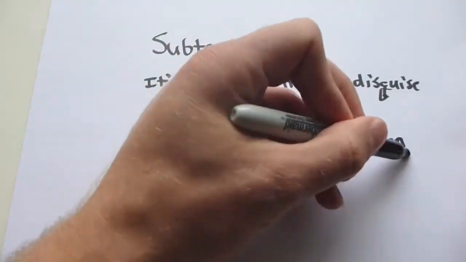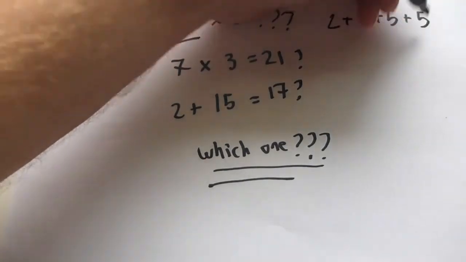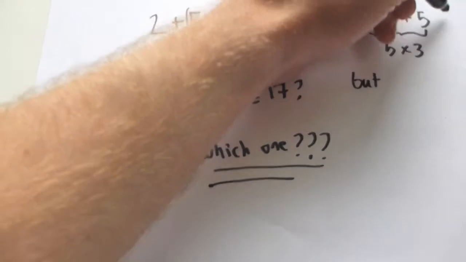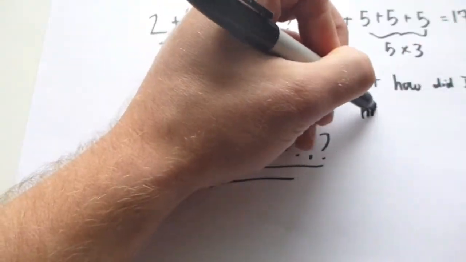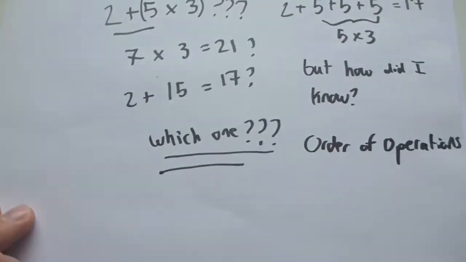Returning to our example from earlier, 2 plus 5 times 3, when we were trying to decide between 7 times 3 and 2 plus 15, we now see that multiplication is repeated addition. So the answer is 2 plus 5 plus 5 plus 5, which is 17. But how did I know? Well, the order of operations.